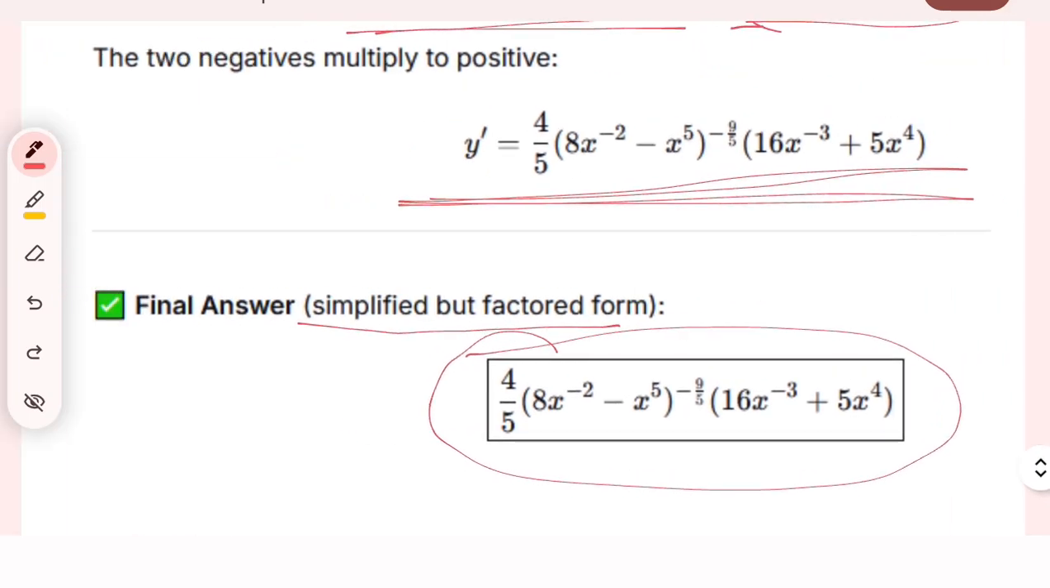4/5 times 8x to the minus 2 minus x to the 5th, raised to the power minus 9/5, multiplied by 16x to the minus 3 plus 5x to the 4th. All right. It is quite easy, actually. It's quite easy. All right.